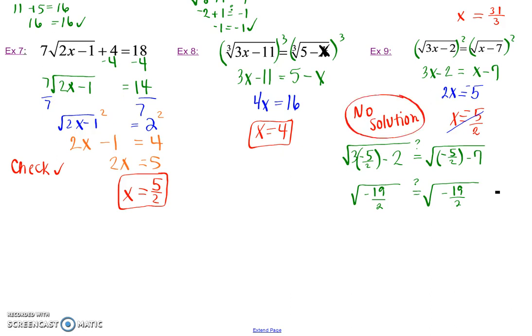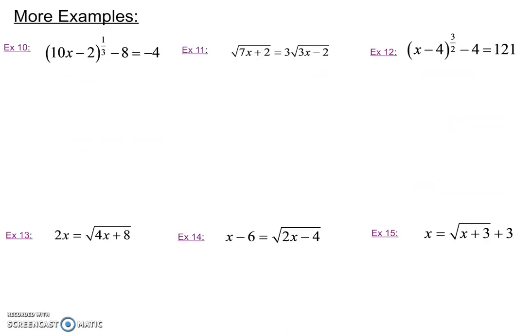All right, turn the page. Let's check these out. Okay, now 10 looks a little bit different because we have 10x minus 2 to the 1/3 minus 8 equals negative 4. Okay, so I'm going to start by trying to isolate that parentheses, because remember, the 1/3 power is the same as the cube root of 10x minus 2. So I have 10x minus 2 to the 1/3 equals 4.